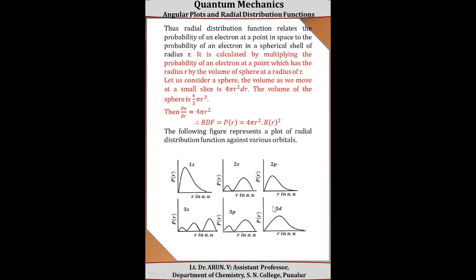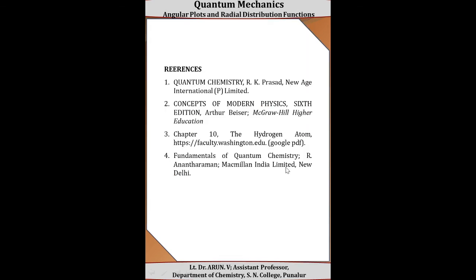If we plot the radial probability distribution function P(r) for different orbitals, that is 1s, 2s, 2p, 3s and 3p orbitals, we get a plot like this. For 1s there is no node, for 2s there is one node, for 2p there is no node, in the case of 3s there are two nodes, and for 3p there is one node, and for 3d there are no nodes.